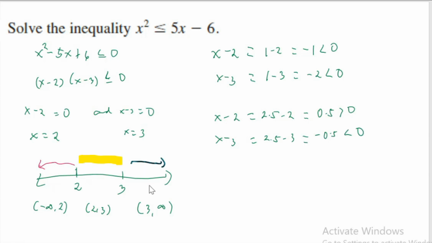And on the interval from 3 to infinity, shall we say x is 4, then we can write x minus 2 is equal to 4 minus 2, which is 2, and 2 is greater than 0, and x minus 3 is equal to 4 minus 3, which is 1, so 1 is greater than 0. So from here, we can now summarize the table.